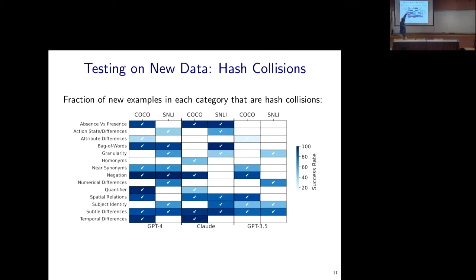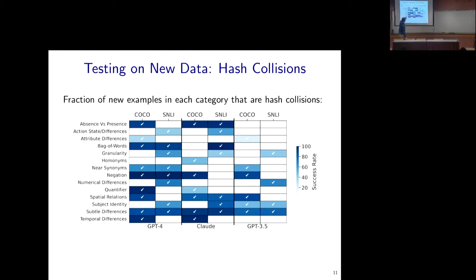SNLI seems to get this action state differences, whereas COCO does not. I think COCO generally has more static scenes than SNLI, so this makes sense. So this is saying that the underlying data matters. Different models come with different things, but in general, if a model comes up with a hypothesis, it tends to have a pretty good success rate. Most of these are around 80%. Some are more around 30 to 50%. But they are all pretty good at generating these hash collisions.